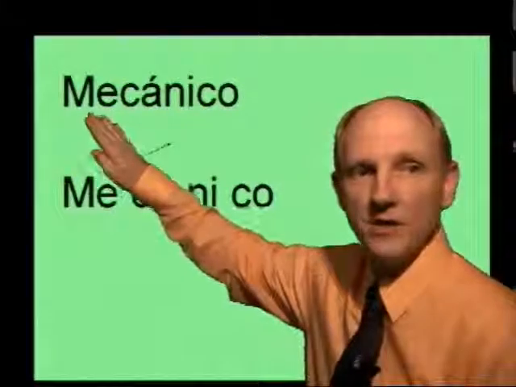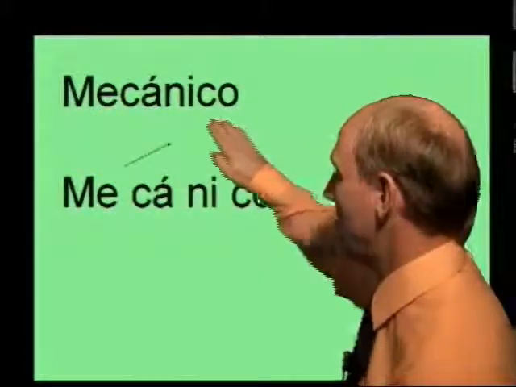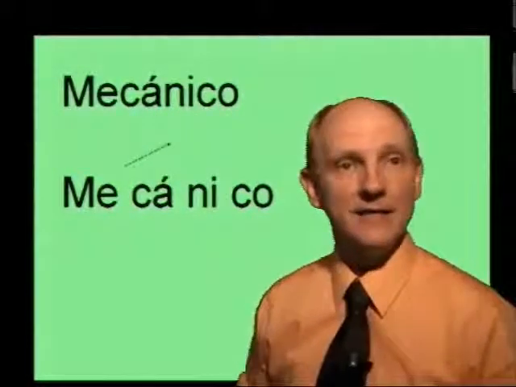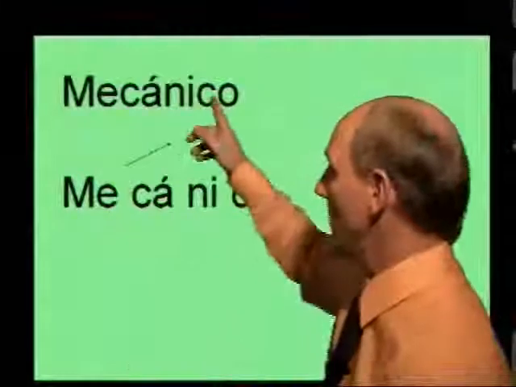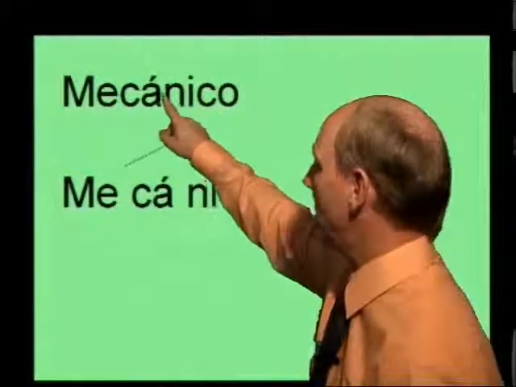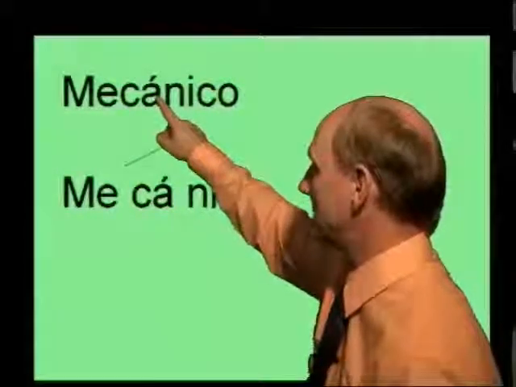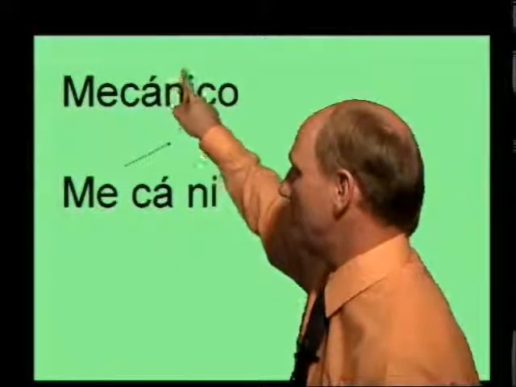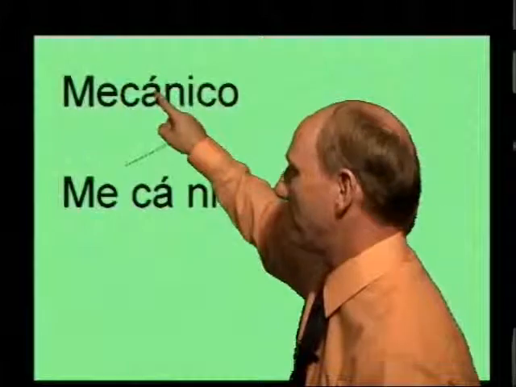When you go to the dictionary and look up this word mecánico, you're going to find it in the dictionary written just this way. And it's going to have, on top of the A, an accent. The accent is this small mark that leans here to the right above the vowel.